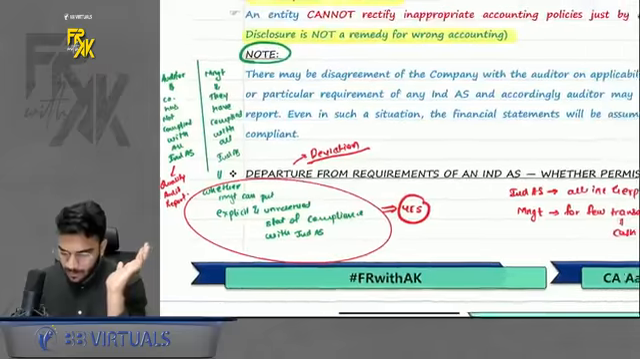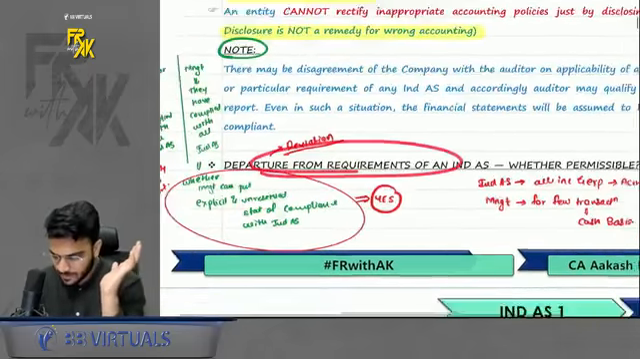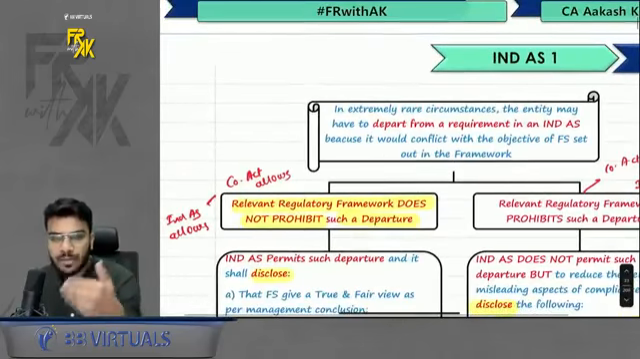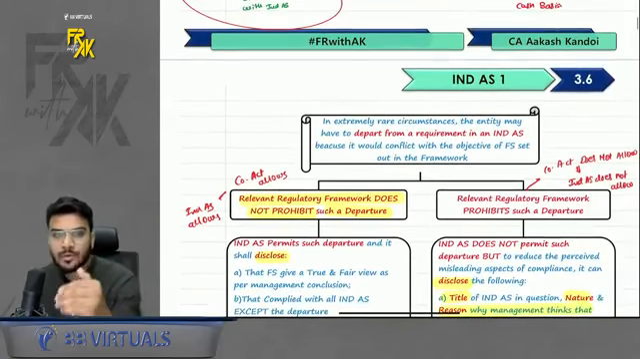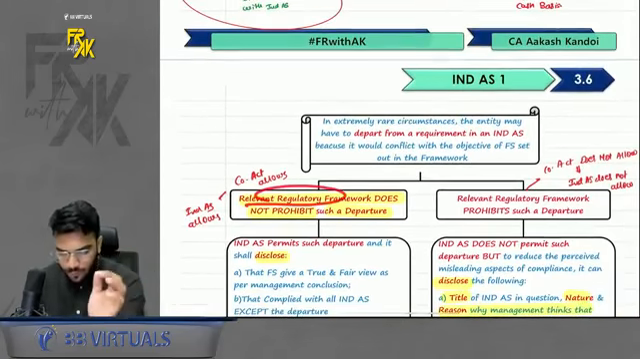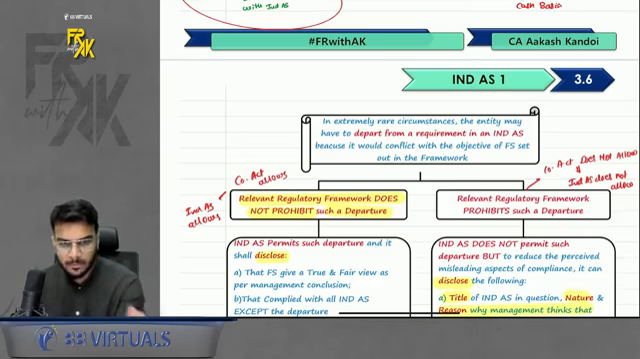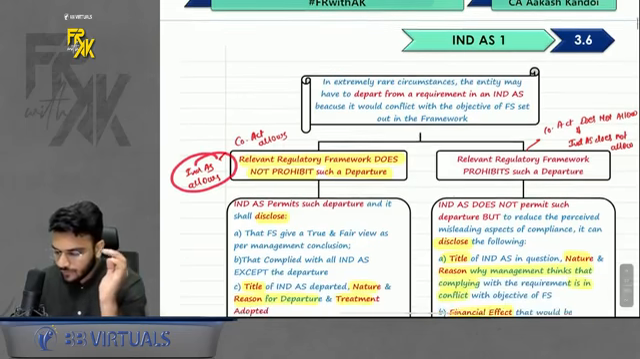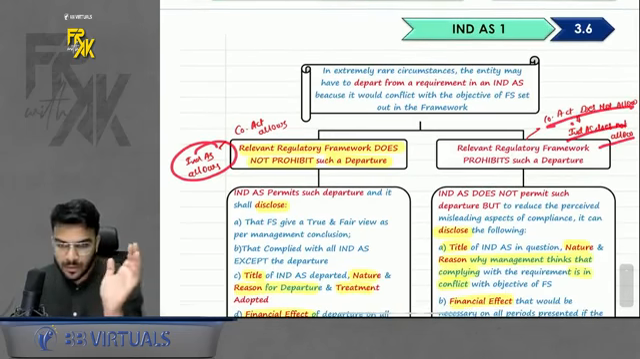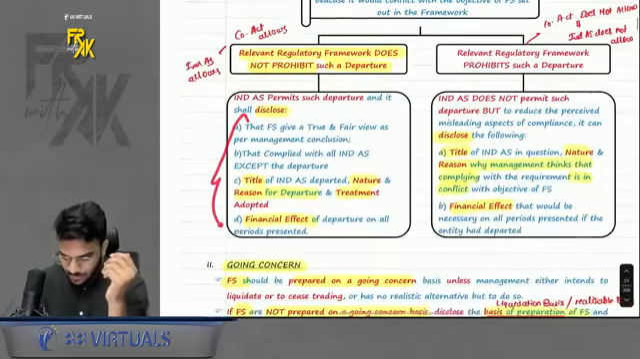Then the next point is departure from the requirements of Ind AS, whether permissible. Can you deviate from the requirements of Ind AS? So they say you should ask the regulatory framework. If your regulatory framework allows the deviation, you can deviate. If the regulatory framework does not allow the deviation, you cannot deviate. Disclosure is required in both these cases.